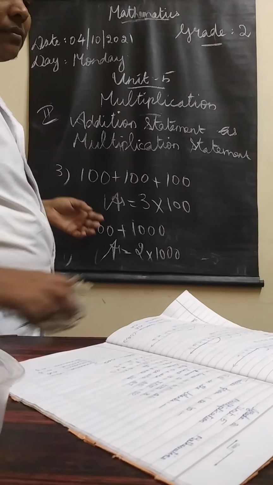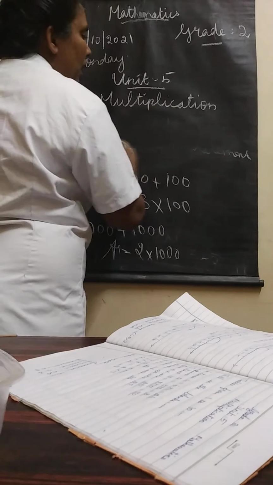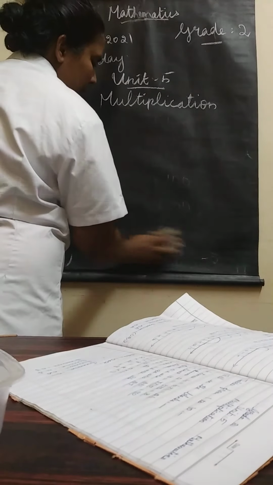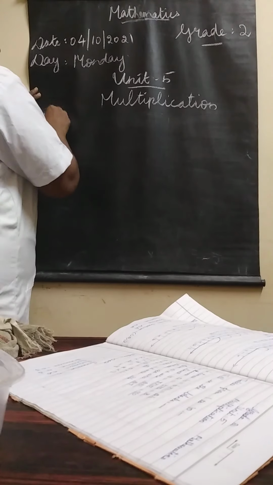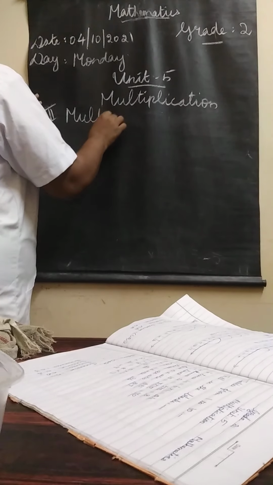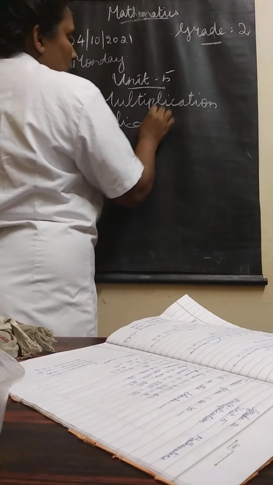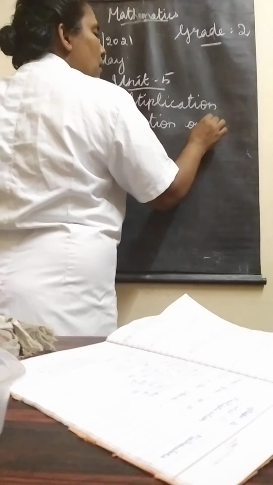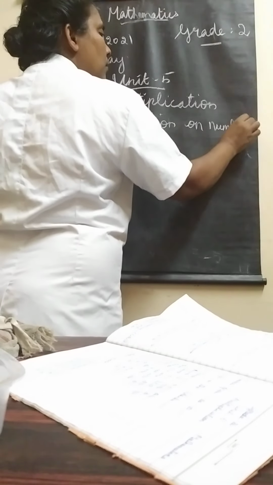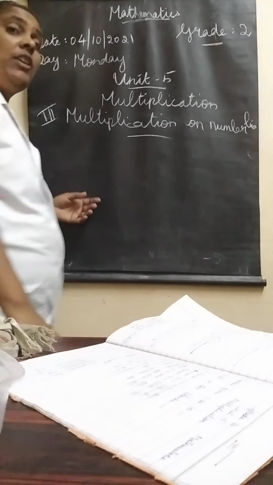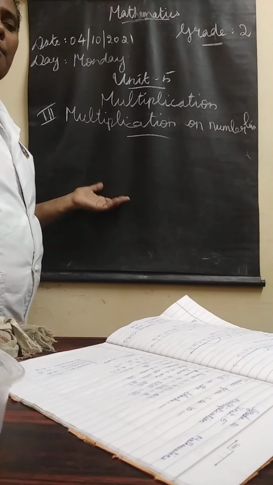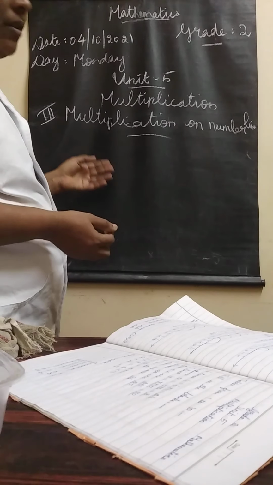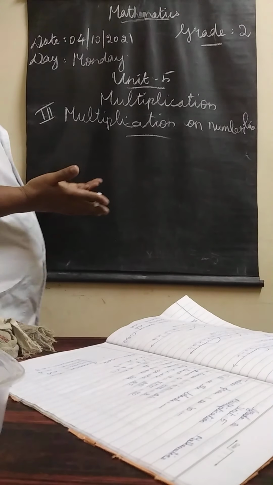Listen to the next one. Multiplication on number line. That is very easy. Third Roman letter, multiplication on number line. Okay, multiplication on number line. That means here we should find the answer by using the number line. Draw the number lines to find the answer.